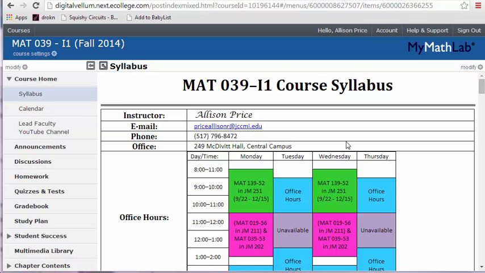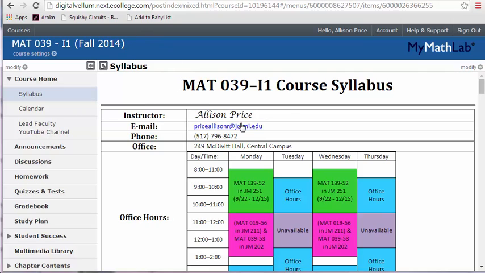Now I'm going to go over the syllabus for one of my online courses. If you're in a different section or a different semester, there may be a few changes, so make sure you carefully read through your own syllabus. If you're in one of the face-to-face courses in the classroom, there will be some differences, so again, make sure that you read the syllabus for your course.